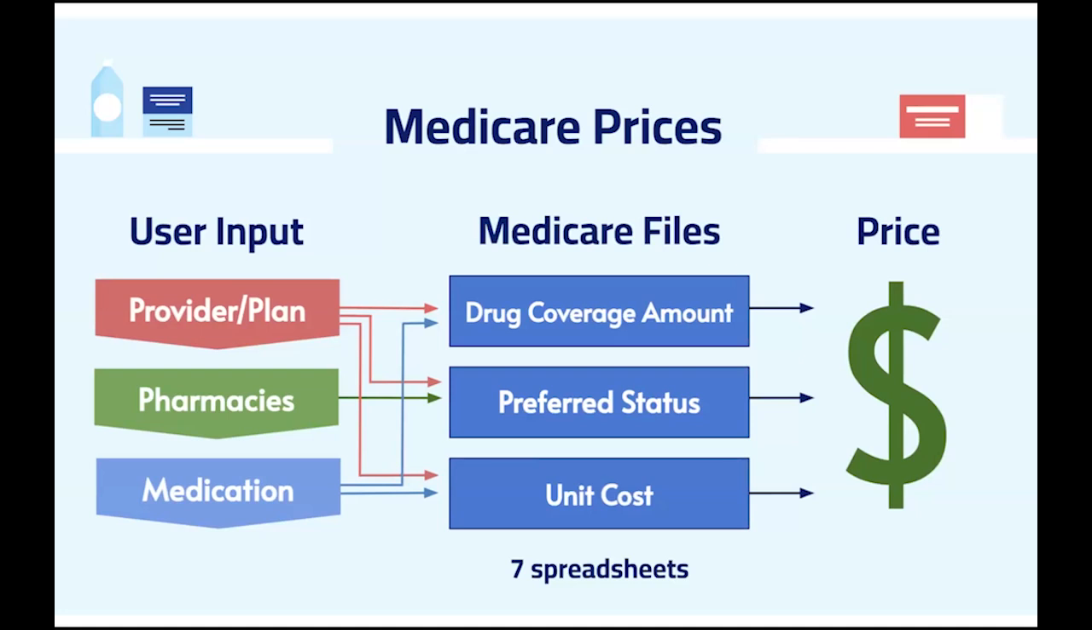What you see here is a highly simplified diagram showing how Medicare prices can be calculated. By taking information about the user's health plan, the pharmacies they fill their prescription at, and the prescriptions themselves, we could use these inputs to navigate 7 large Medicare spreadsheets and identify 3 key variables that go into price.